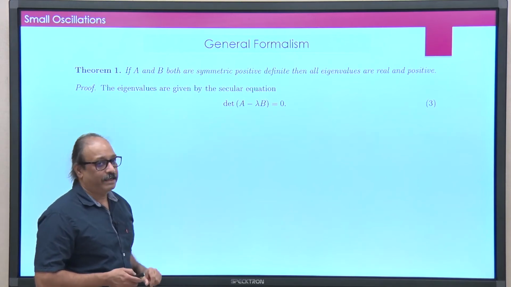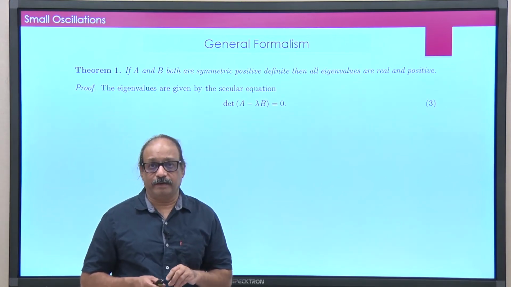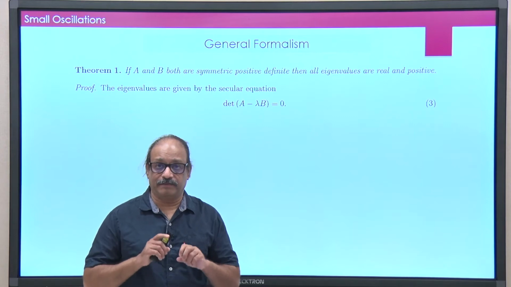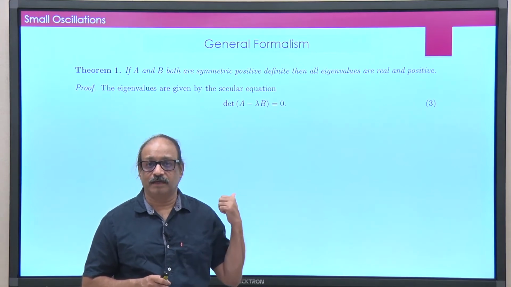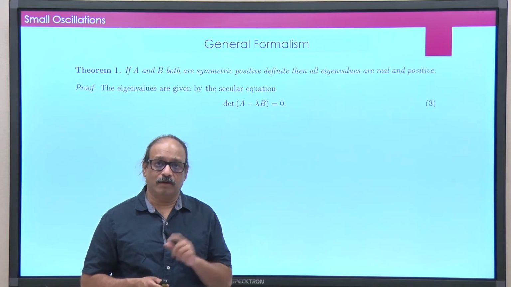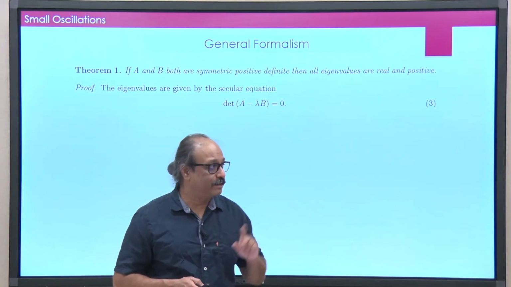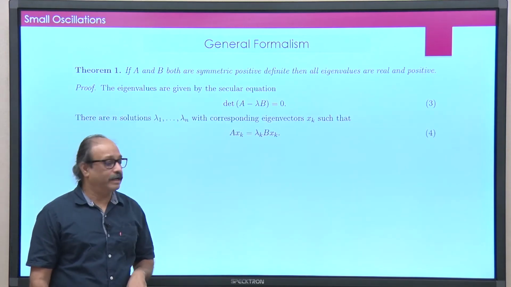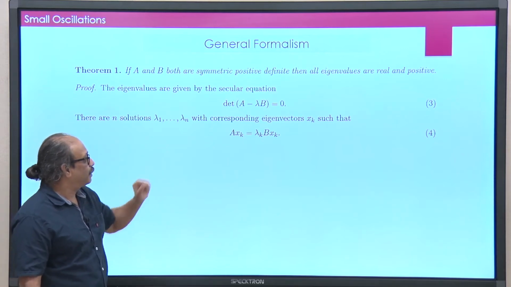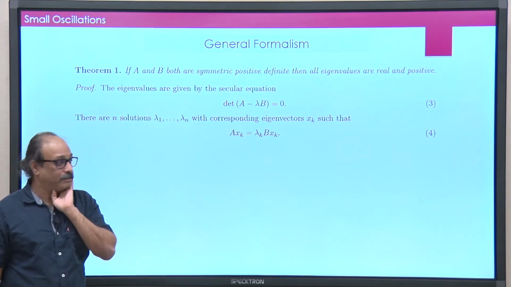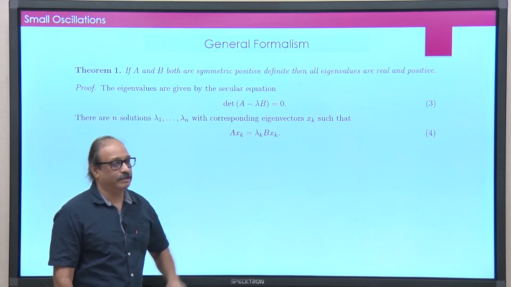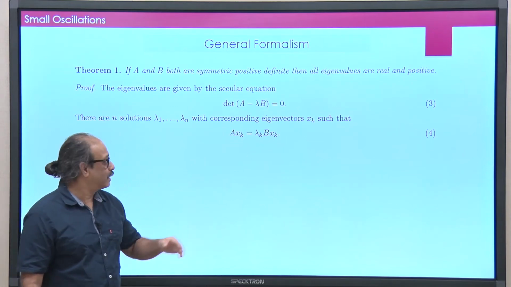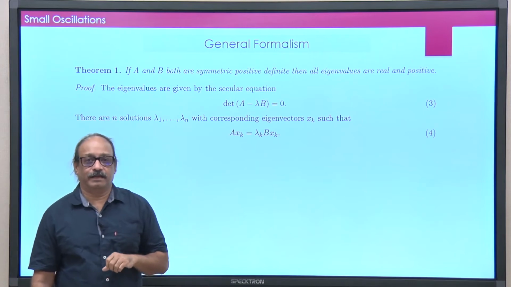So, if I get a polynomial of degree n, the set of complex numbers is algebraically closed. That means I will definitely have n solutions to this characteristic equation. Not all of them will be real in general, but in this case they will be. So, you definitely get n solutions, and let us say lambda 1 to lambda n are the corresponding solutions, and for each lambda k I have an eigenvector x k. So, A multiplying x k should give you lambda k B multiplying x k.